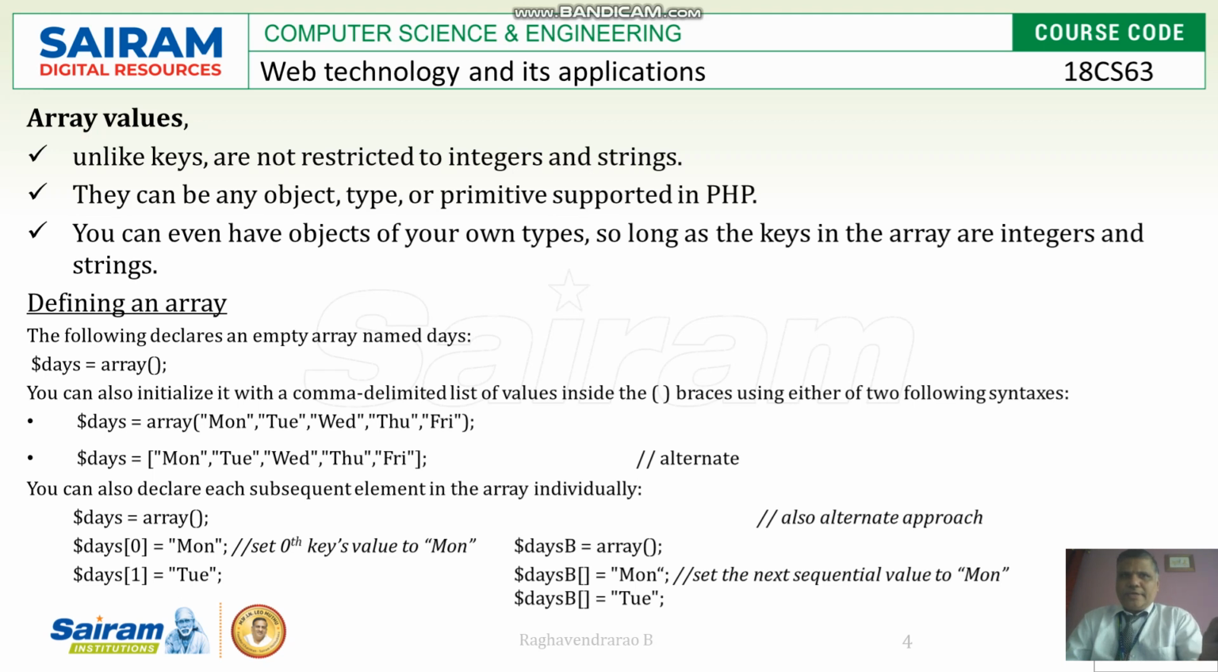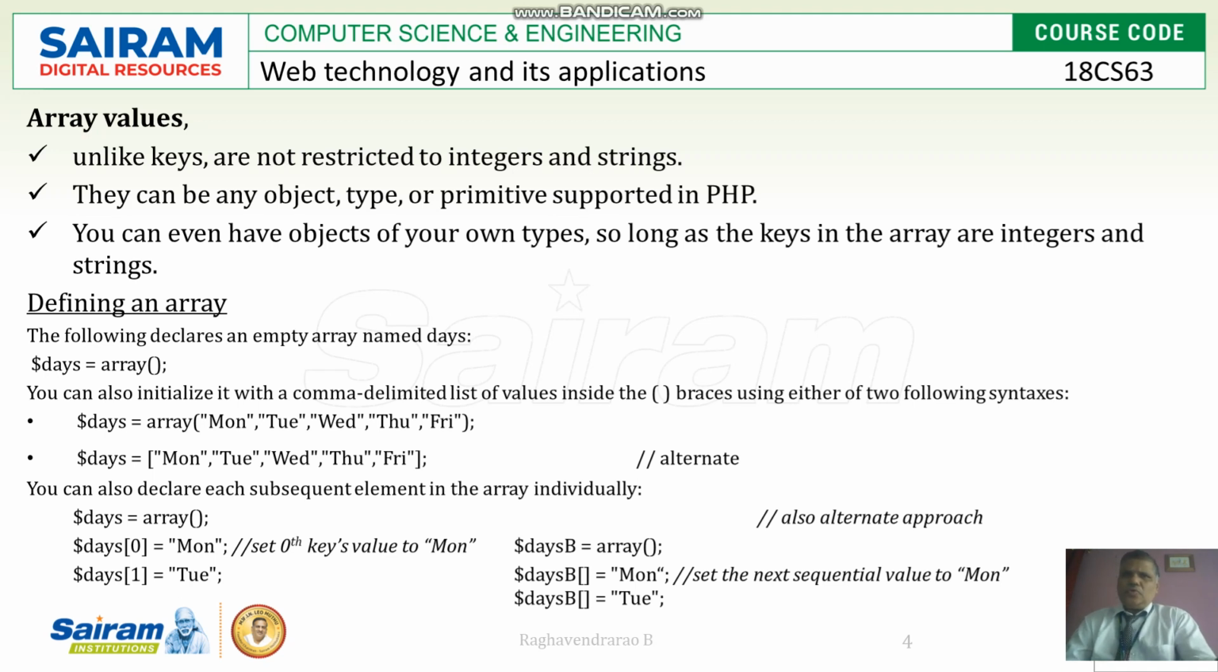So what it is going to create here is a dummy array, meaning an empty array, that is getting created with the name $days. Now $days will become an object. Okay, now you can also initialize these arrays by using comma delimited values. So it has been mentioned in this.